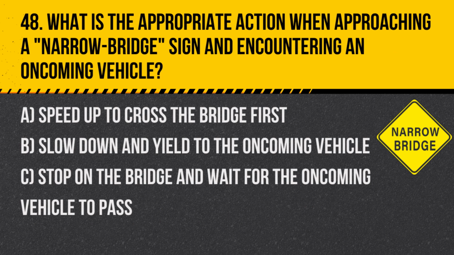Question 48. What is the appropriate action when approaching a narrow bridge sign and encountering an oncoming vehicle? A. Speed up to cross the bridge first. B. Slow down and yield to the oncoming vehicle. C. Stop on the bridge and wait for the oncoming vehicle to pass. Answer: B. Slow down and yield to the oncoming vehicle. Narrow bridges require careful navigation and yielding.